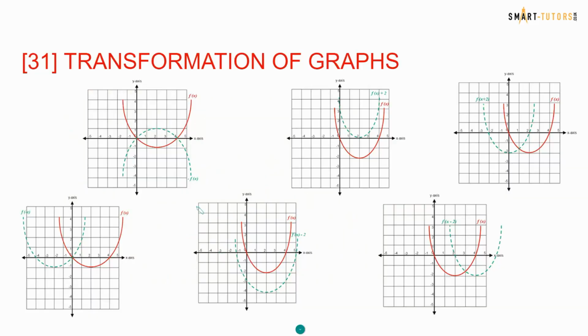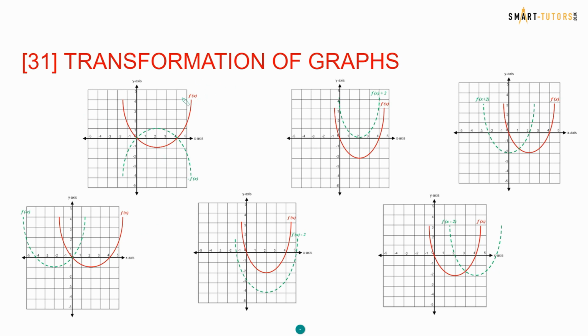Hello everyone. This is topic 31, transformation of graphs. In this case, there are 10 categories in which a graph can be transformed to another shape. In your question, they will ask you to find the transformed graph's minimum point, or sketch the graph, that kind of question. First, understand the 10 theory types very quickly.